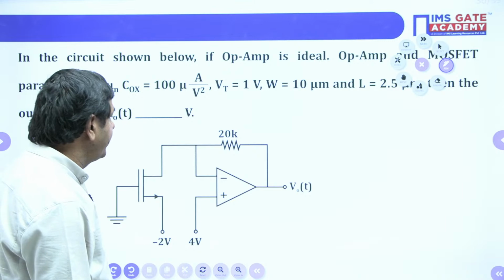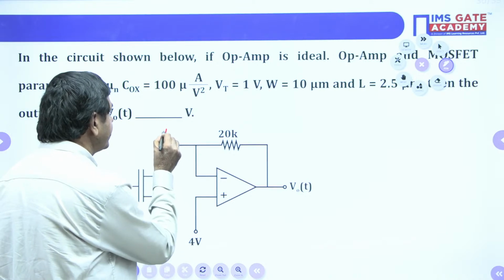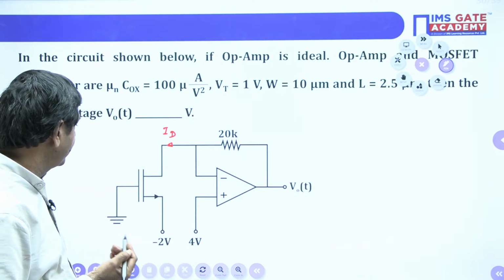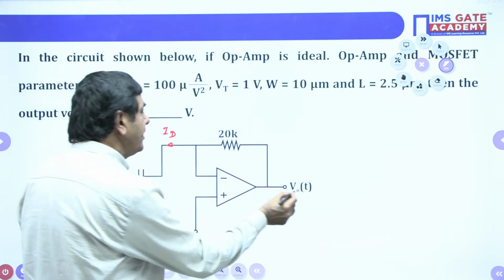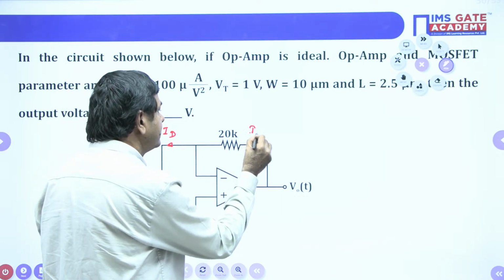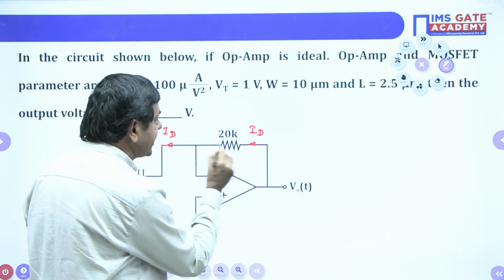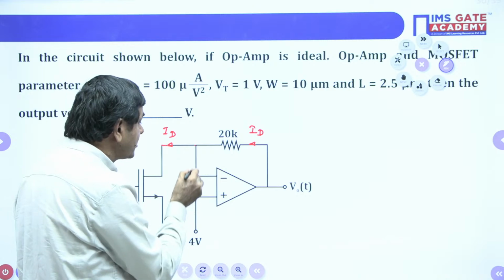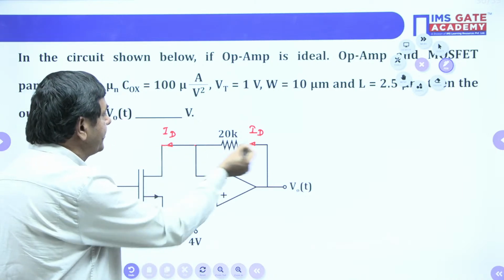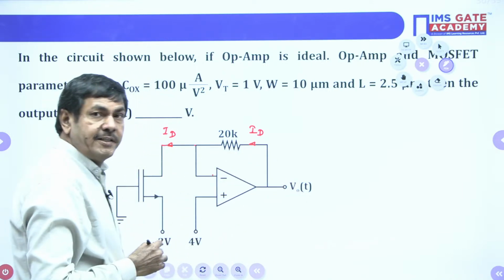To find V_0(t), initially we need to find the drain current. The drain current is very, very important. Sir, why is the drain current required? Because to find V_0, this current is the drain current, and this current is also the same drain current. Why, sir? Because whatever current passes, the same current will pass across the 20K. No current is going to divert into the operational amplifier. The reason is that the input impedance of the op amp is infinity. That's why these two currents are the same. That's why we need to first find what I_D is. Once we get the I_D value, we can determine V_0(t).